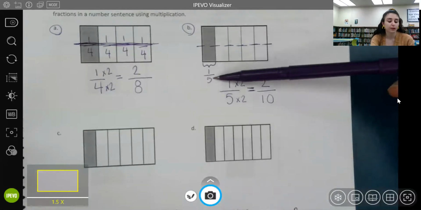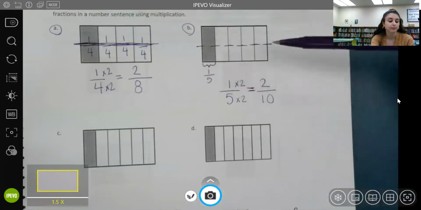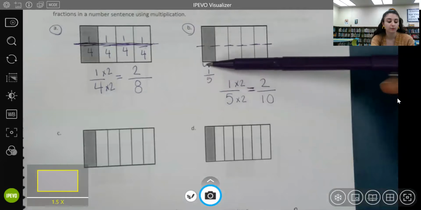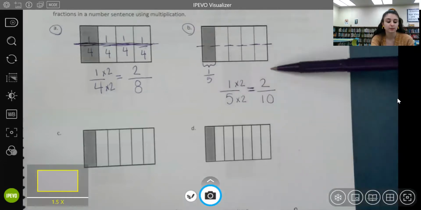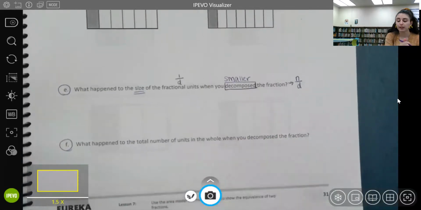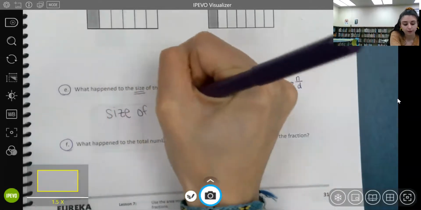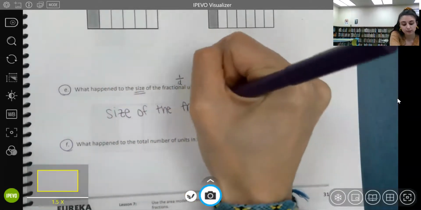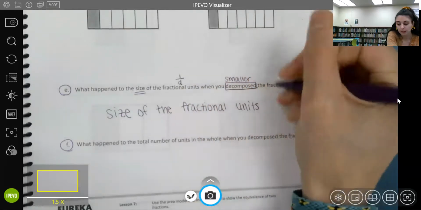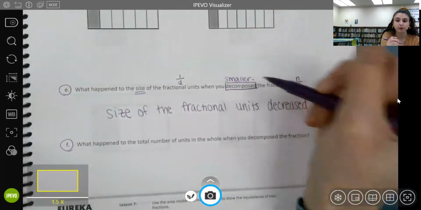We started with 1/5, which was just the whole section here of this R. So once we decompose, the fraction went from 1/5 to 2/10. So we made it smaller. So for E, we're going to write the size of the fractional units decreased, or they got smaller.